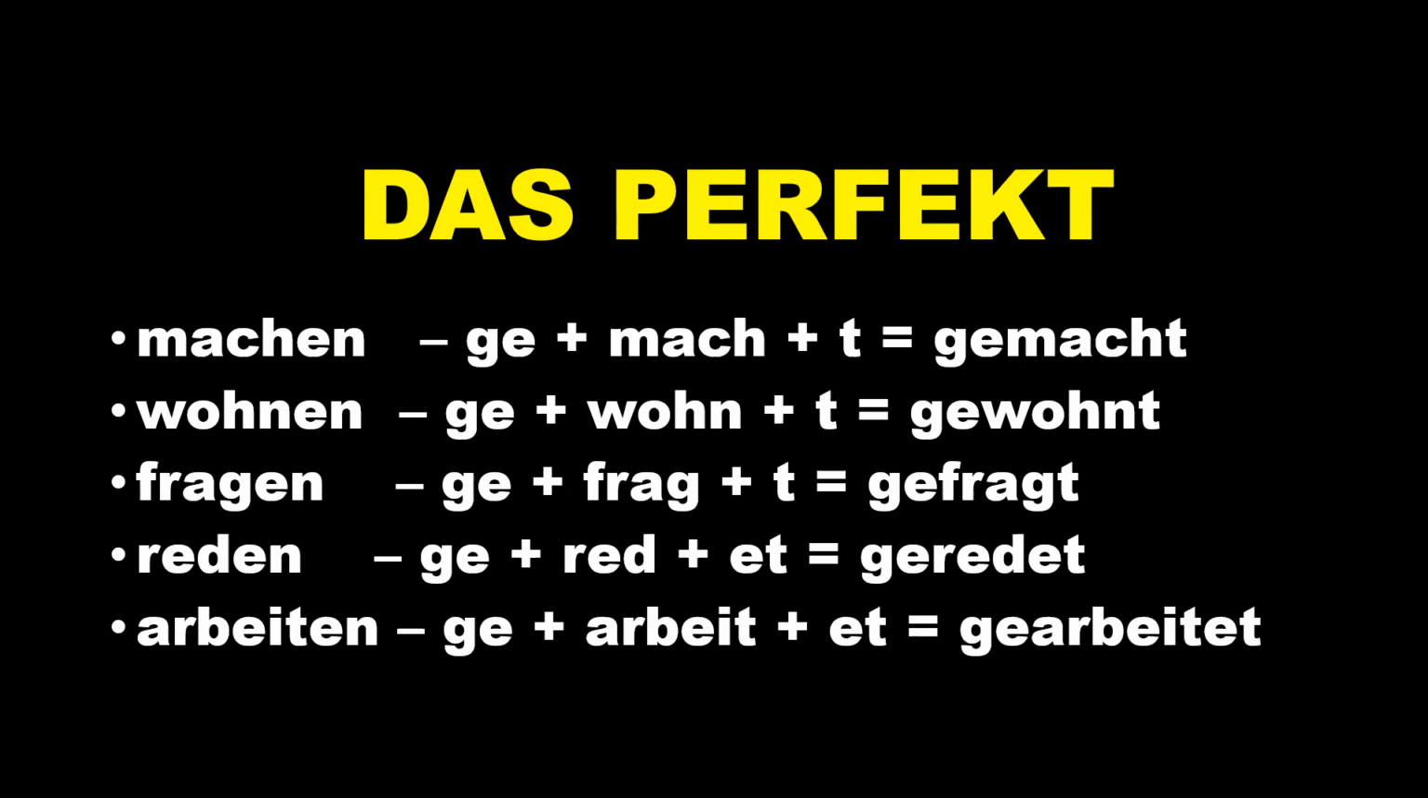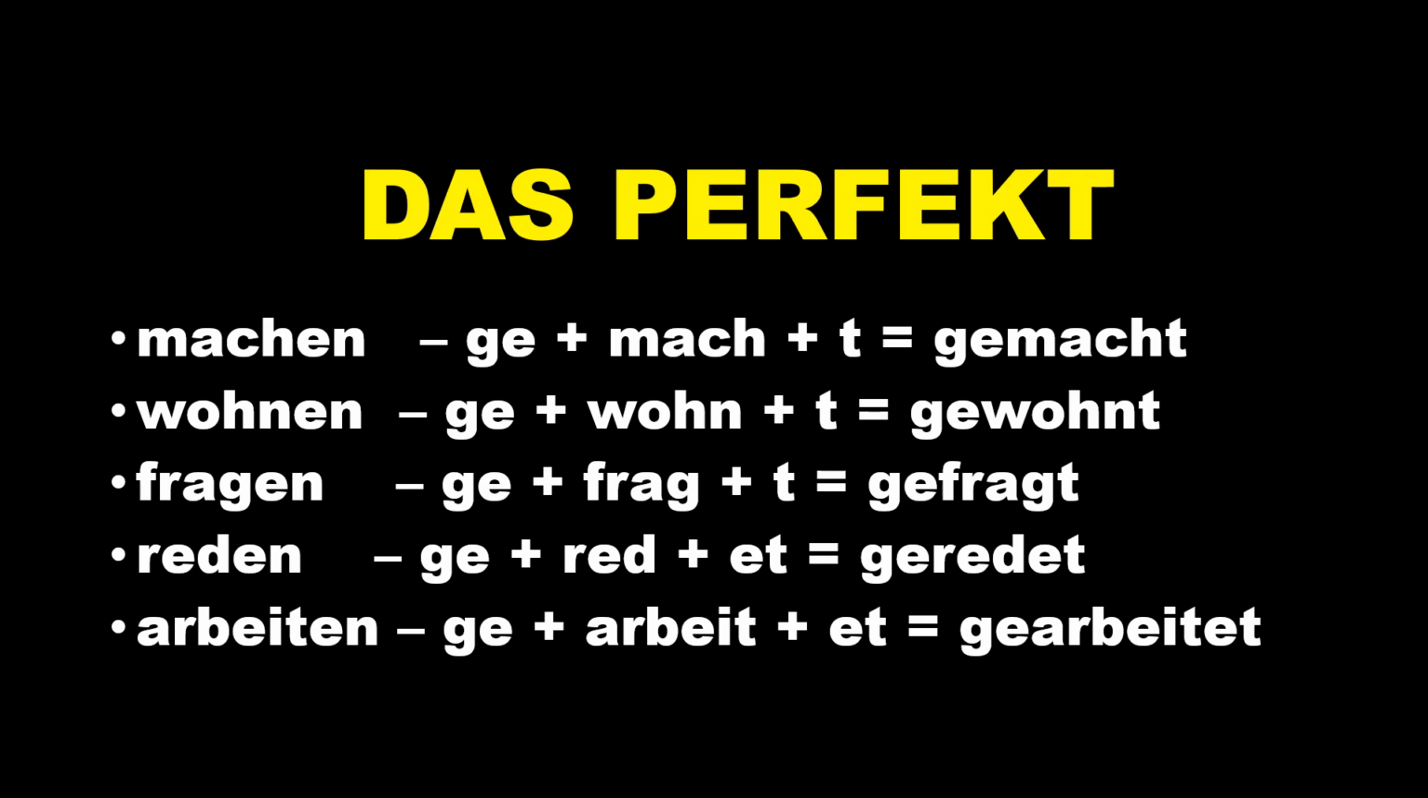Let's see some more examples. Arbeiten. Again, Arbeit, that is the Stamm form. Ge plus Arbeit, Stamm form, plus et. Again, we have added an extra e here. Why? If you do not add this e, it will be almost impossible to pronounce. Or if we pronounce it, we won't get that Partizip zwei form, because it will be gearbeit. So that is wrong. To make it comfortable to pronounce, we have to add an extra e. So the Partizip zwei form will be gearbeitet.